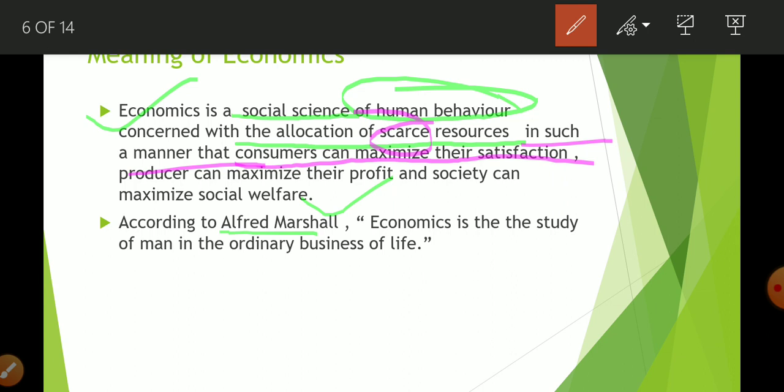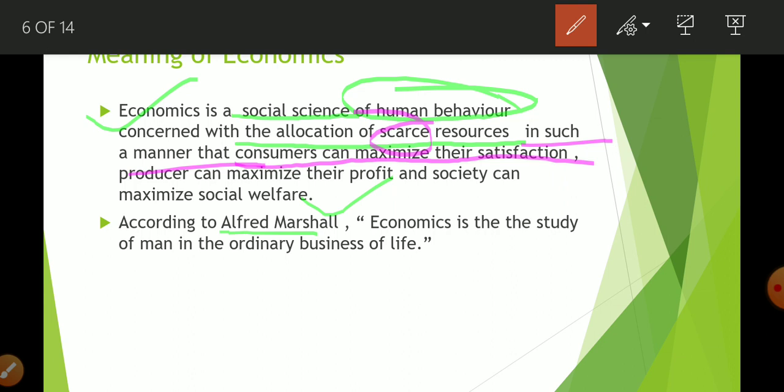What is social welfare? Social welfare is related to betterment of every individual of a society. So social welfare is related to that condition in which every individual is able to purchase all necessary items like food, shelter, education, hospital facility, for his or her own self. This condition, when achieved, is known as maximum social welfare.